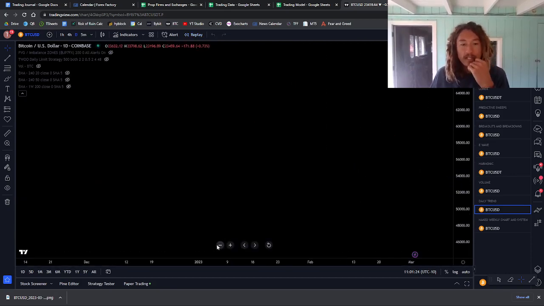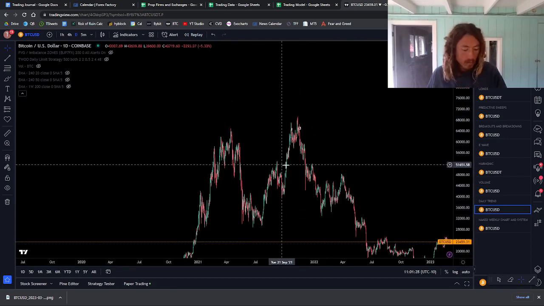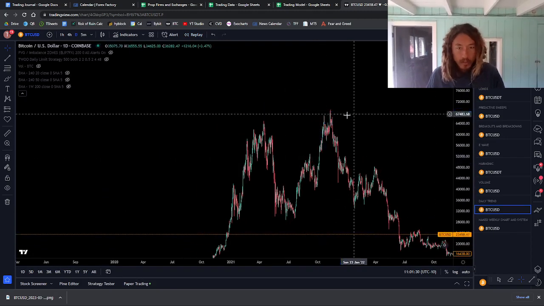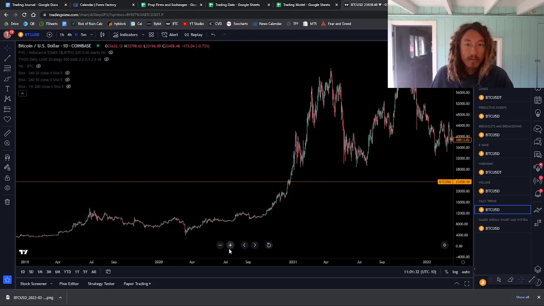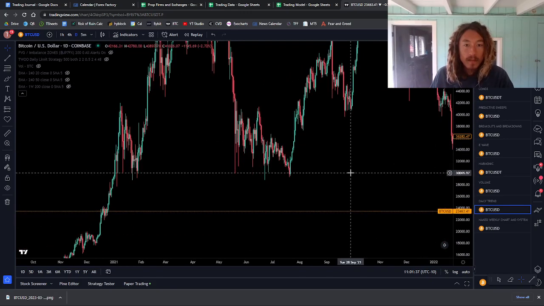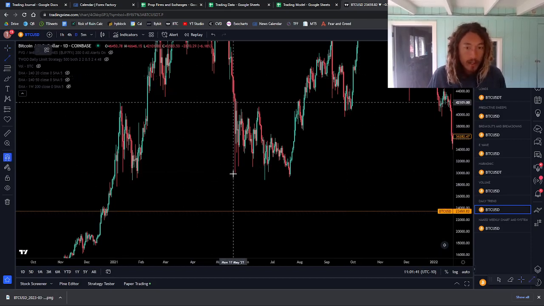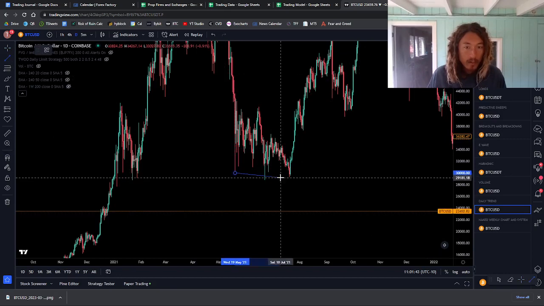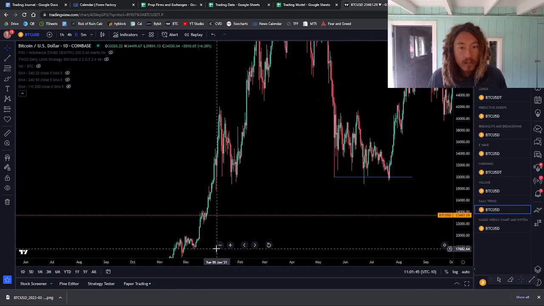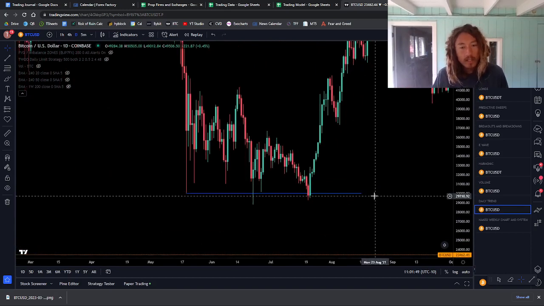I did a study of ranges. I'm not going to pull it up, but I found that usually we sweep the highs 3 to 4 times before reversing. Here's an example from this bottom. We establish a low, and price sweeps that low twice before reversing.